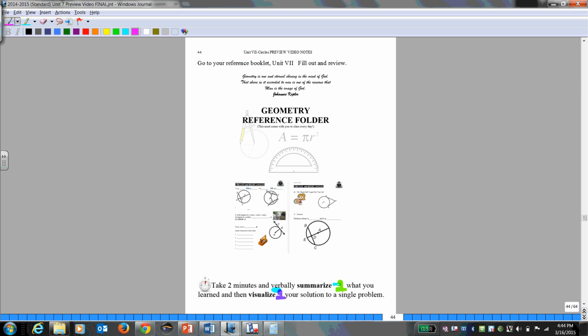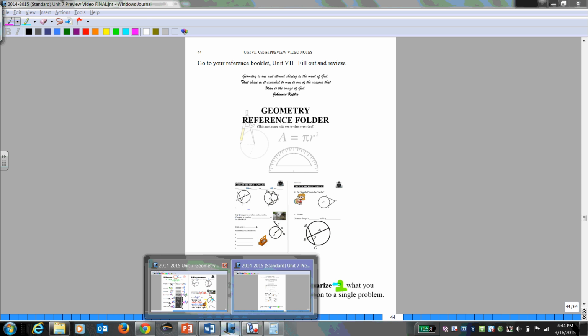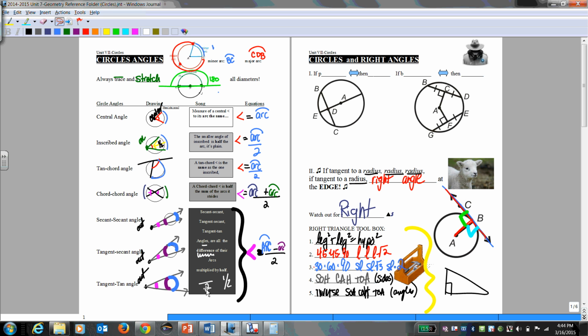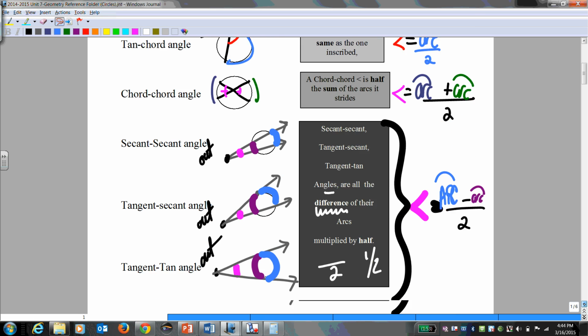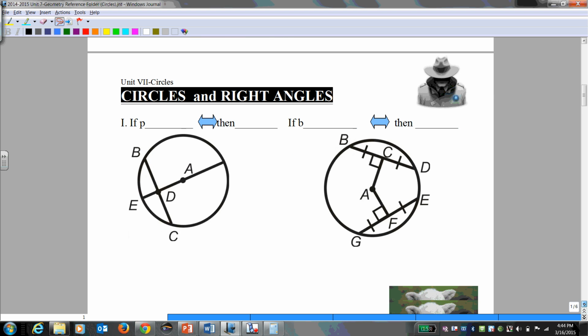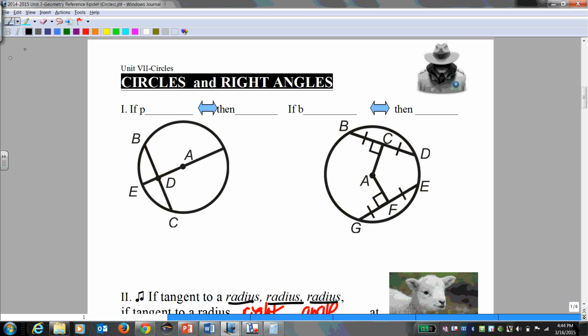Let's get out your reference booklet and fill a couple things in. Go back to the page you left off on, which would be right there. There was a space here on the right. Undercover right angles. It goes like this. If perpendicular, then bisect. And this is what's true: if a chord is perpendicular to a radius, the radius bisects the chord.